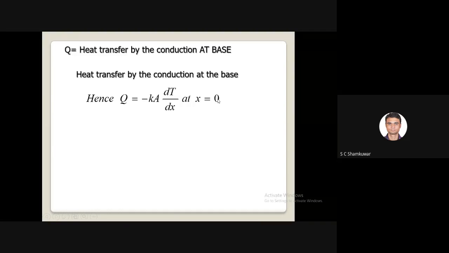Right? Because what is x at the base? It is 0. Now what is dT by dx? Can you replace dT by dx by something else? Anyone?